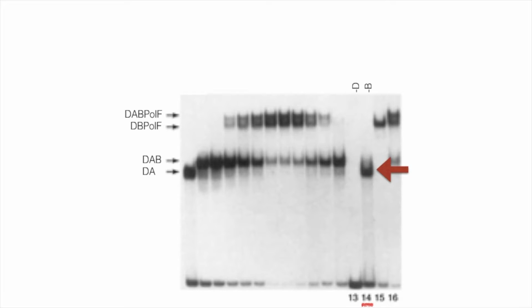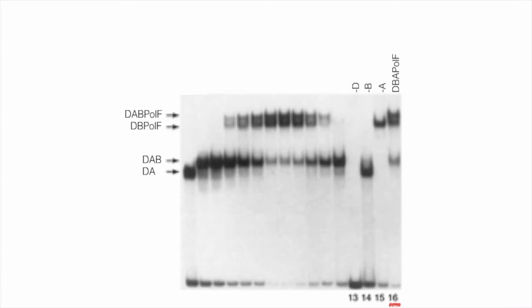Now in lane 14, what they did is they omitted B this time. Now we do get a band, it's the DA band, but we get no bands with pol. So pol cannot bind without transcription factor B. Now in lane 15, what they did is they omitted transcription factor A. Now we do get a band. It's very high up, so we know pol is there, but it's a little lower than the standard pol. And that makes sense because if we omitted transcription factor A, there's one less transcription factor. It should run a little faster.